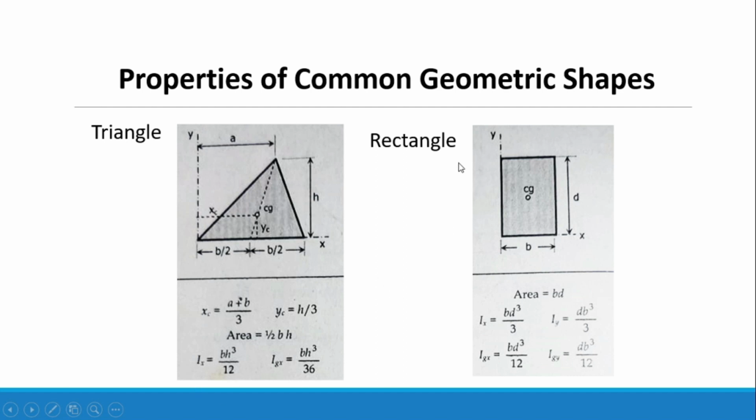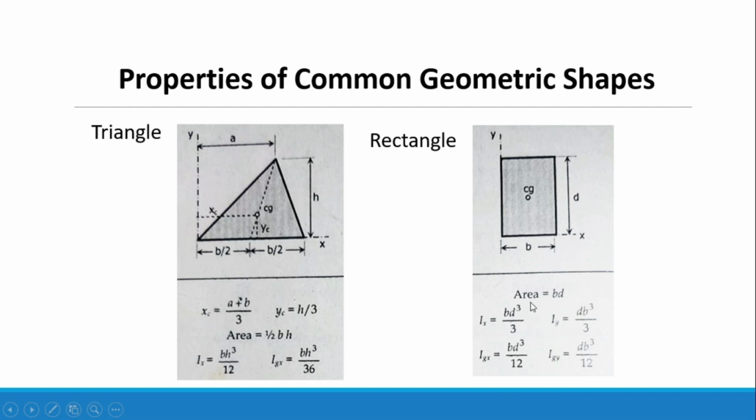Next, another geometric shape is a rectangle, and we have the base and the depth. The centroid is always one half of the base and one half of the depth. So the area of a rectangle is always b times d.